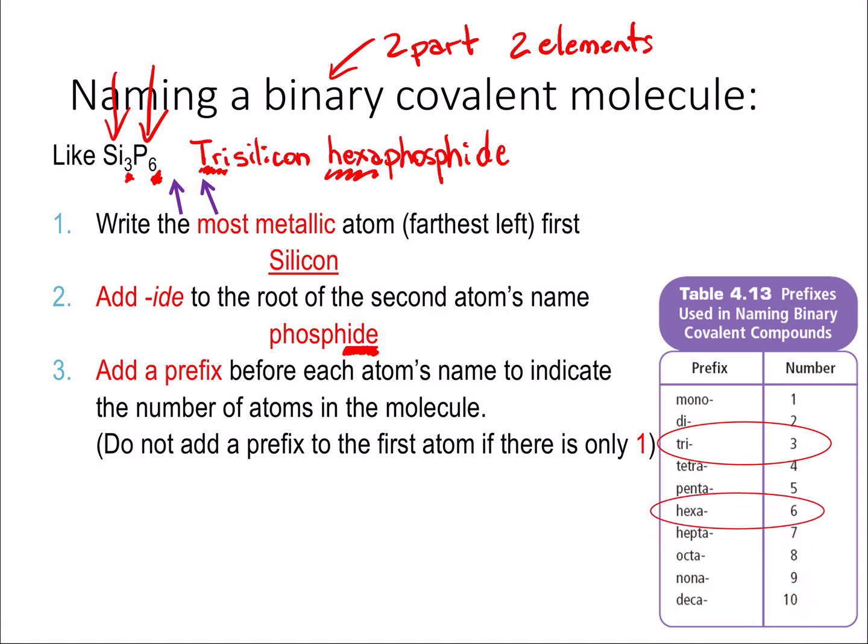So here is a nice little table. You can look these up. They're pretty straightforward tables. Boom. We had tri and hexa to deal with in the name of this. So trisilicon hexaphosphide. Not bad. True story.